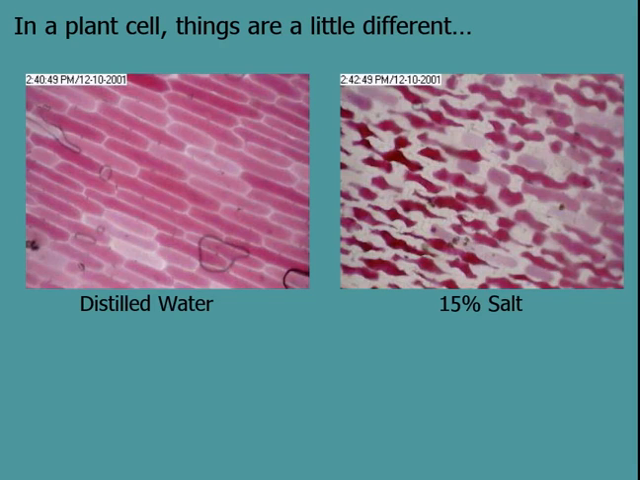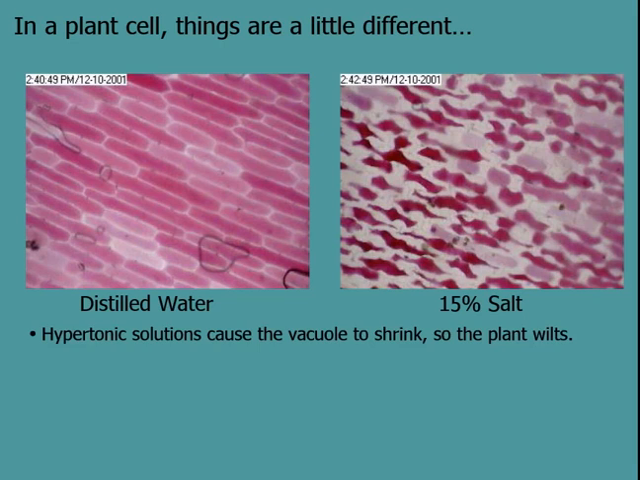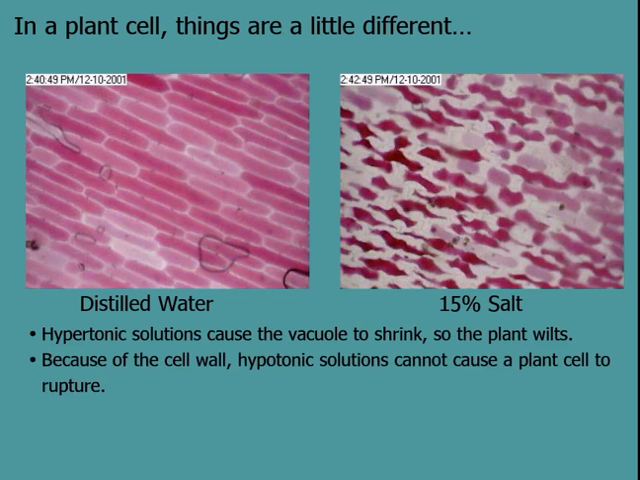The salt water has such a low concentration of water, 85% water if it's 15% salt, the water starts to rush out of the central vacuole, and the inside of these cells shrivels up. The cell wall is still there, and it's still the same size, but the water inside that cell has shriveled up. So this is what it says. Hypertonic solutions cause the vacuole to shrink, so the plant wilts. It no longer has that high pressure that allows the plant to stand upright.